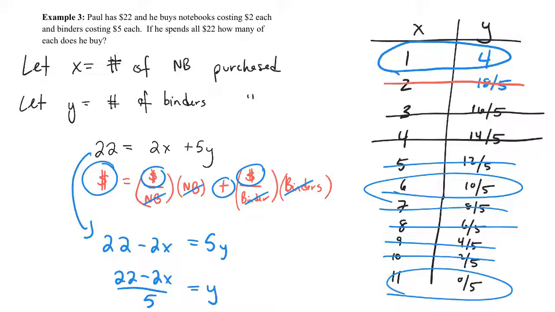Okay, so we have 3 solutions to this problem. 0 binders and 11 notebooks, 2 binders and 6 notebooks, or 4 binders and 1 notebook. Questions on this problem, John?